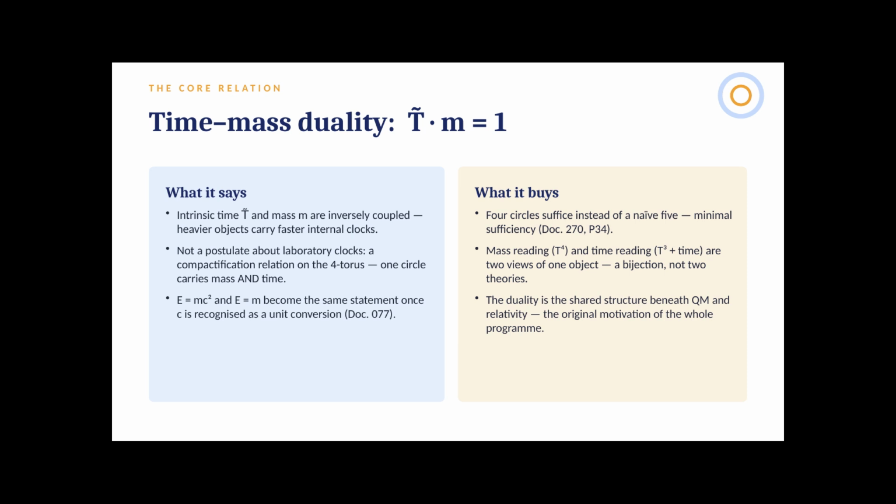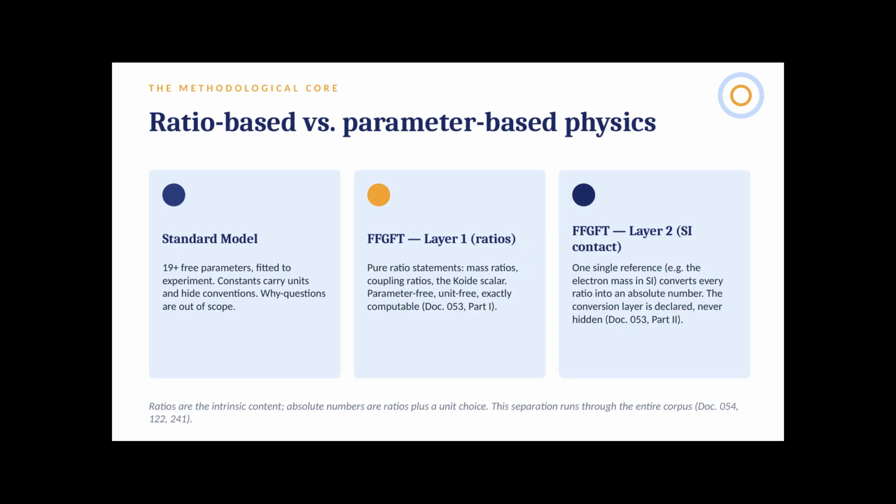Picture a 4-dimensional donut, the T4 torus, with 4 circles. One of those circles carries mass and time at the same time. Not one circle too many, not one too few. And it means E equals mc squared and Planck E equals m are saying the exact same thing once you realize c, the speed of light, is just a conversion factor between two systems of units.